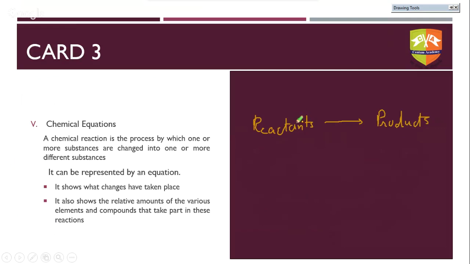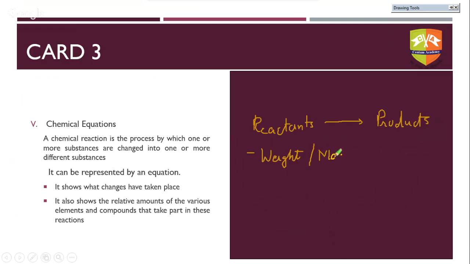This equation shows multiple things. Firstly, it shows what changes have taken place, so what substances were originally there and what new substance was formed. Second, it also shows the relative amounts of various elements and compounds that have taken part in these reactions. This relative amount can be expressed in terms of weight, or what we generally call mass.